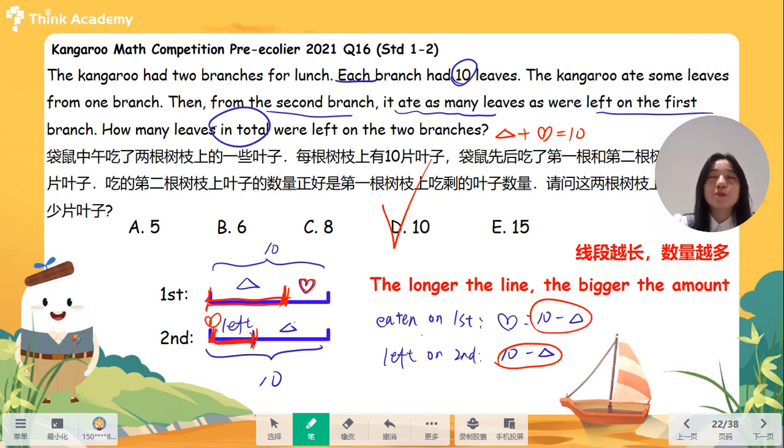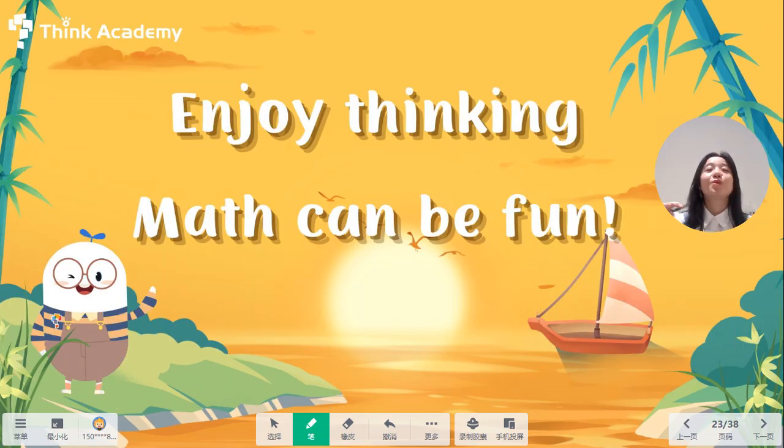The original question looks so confusing, but actually if we use the vivid diagram, it will be so clear. So I hope you can know how we can use some useful tools to simplify some tricky problems.